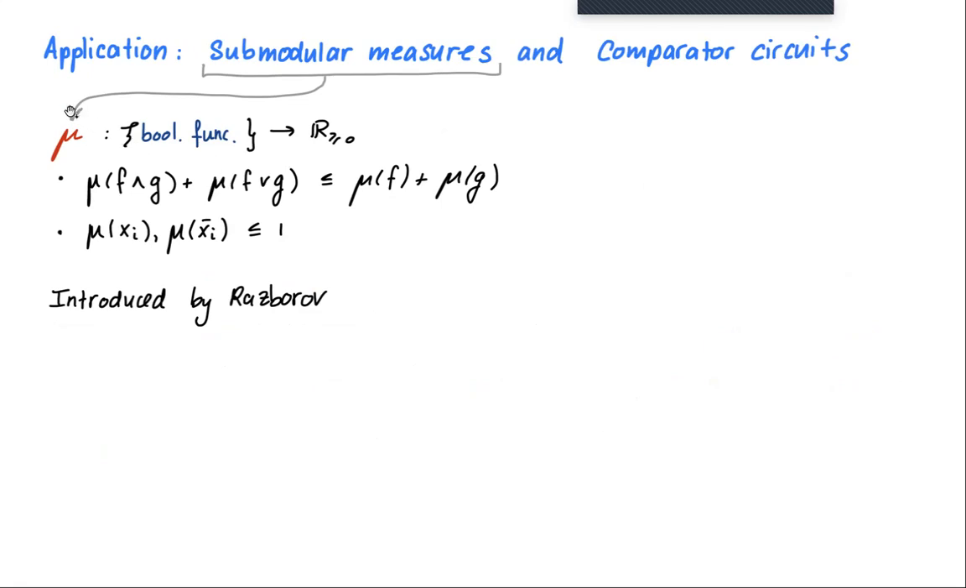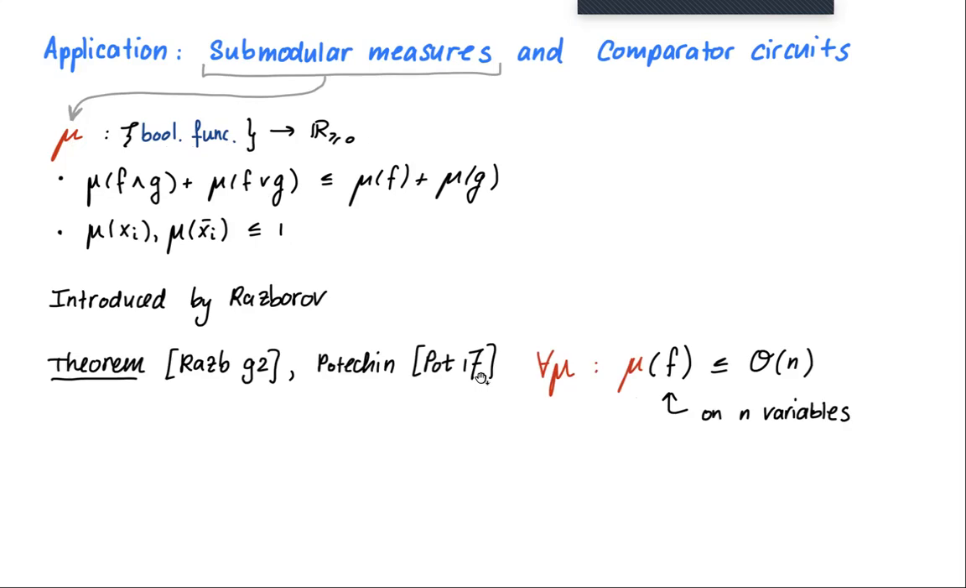Submodular measures have been introduced by Robere. They're defined as follows: they're these functions on Boolean functions to the reals that have these two properties: mu of f and g plus mu of f or g is at most the sum of mu of f and mu of g. And these mu's are normalized in this fashion. And Robere showed that for every such mu, mu applied to f, when f is a Boolean function on n variables, is at most big O of n.